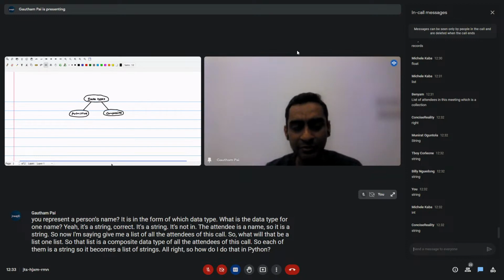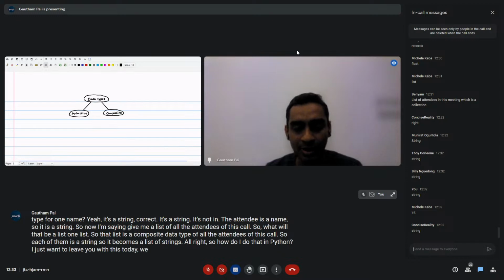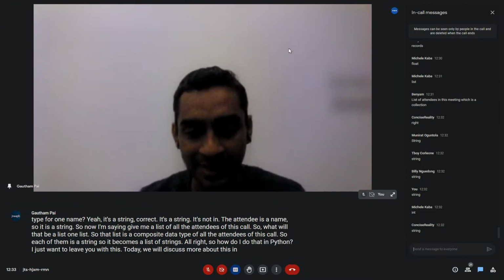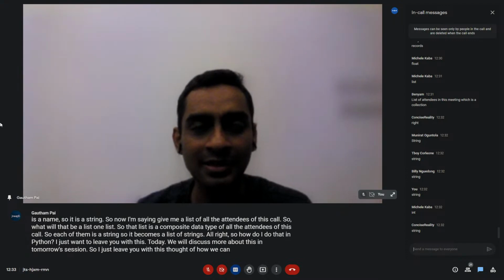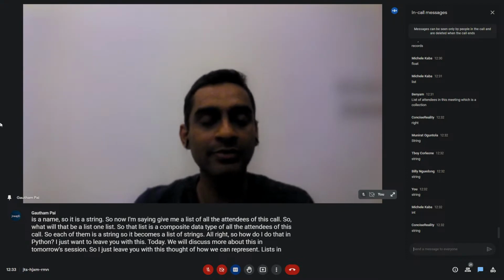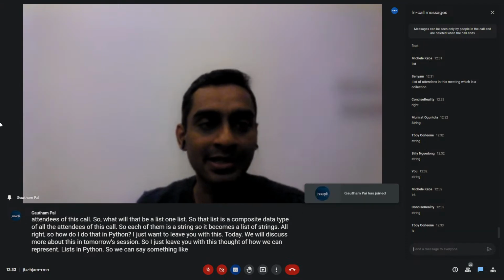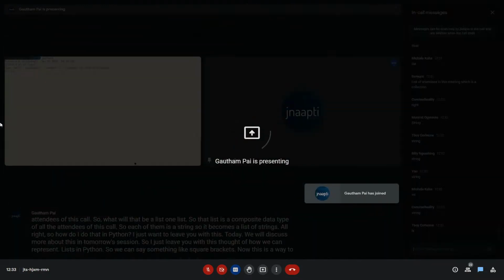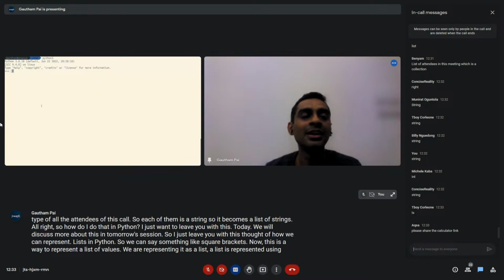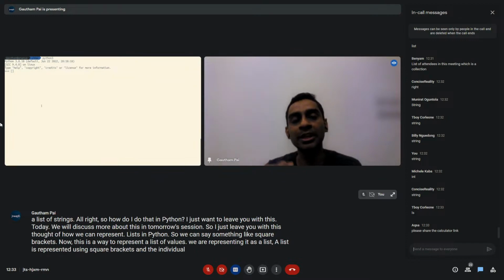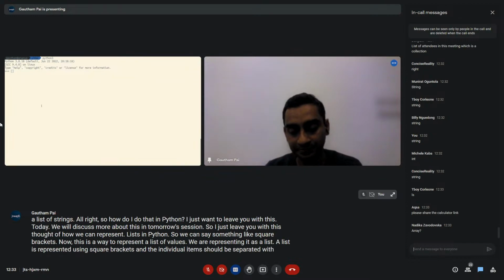I just want to leave you with this today. We will discuss more about this in tomorrow's session. So I'll just leave you with this thought of how we can represent lists in Python. So we can say something like square brackets. Now this is a way to represent a list of values. A list is represented using square brackets, and the individual items should be separated with a comma.